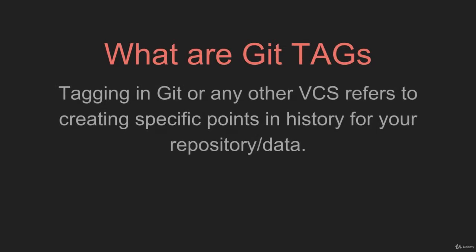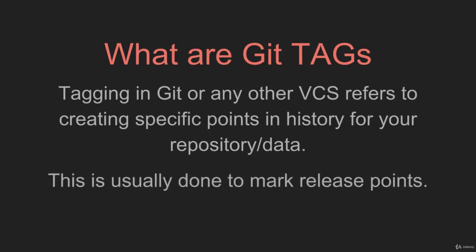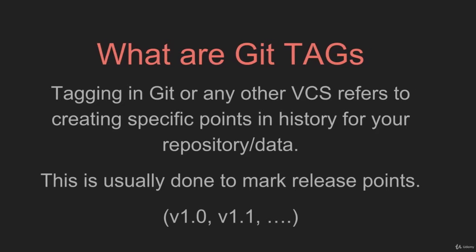Let us begin. In Git or in any other version control system, tagging is a process whereby we can mark or create specific points in the history of our project or repository. And this is usually done to mark some release points. For example, your project is stable and you want to mark it as release 1.0, you can create a tag for that.